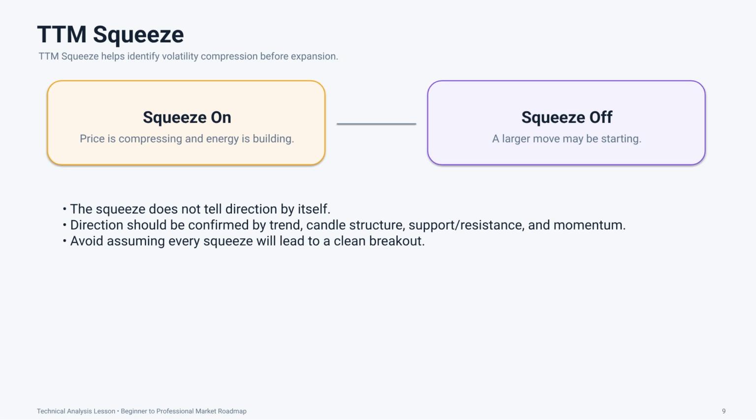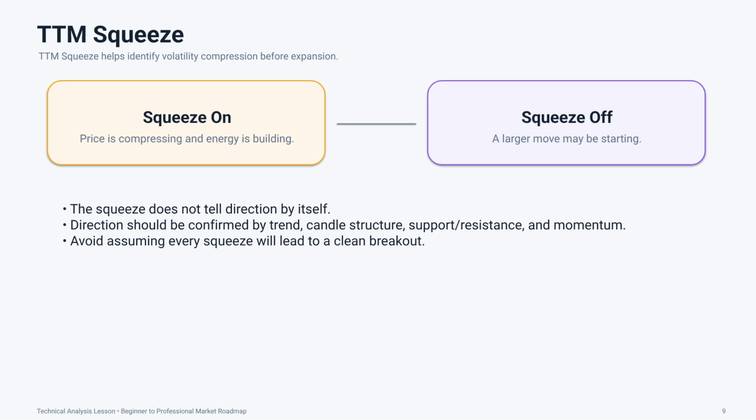When the squeeze is on, price is compressing, the candles may become smaller, and the market may look like it is building energy. This is like a spring being pushed down. The longer it compresses, the more traders start watching for a possible breakout. The second one is squeeze off.